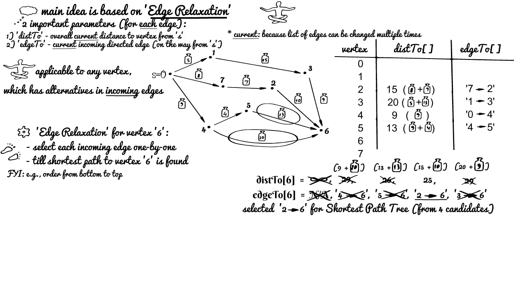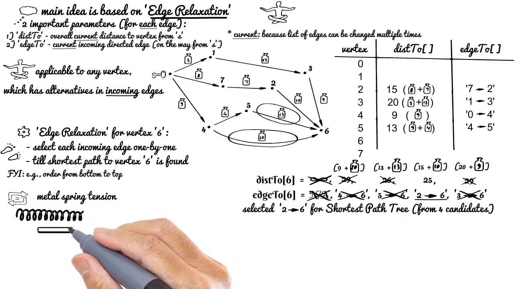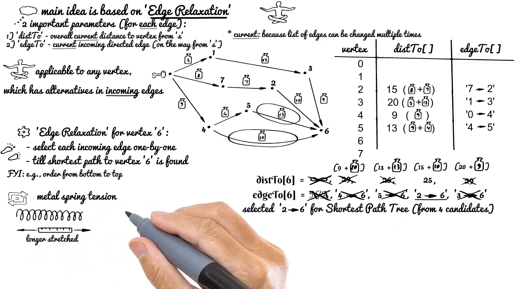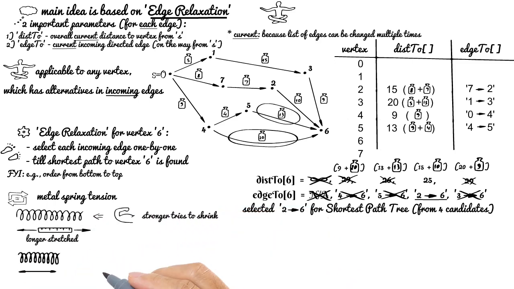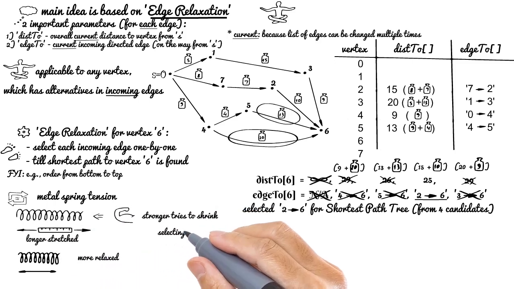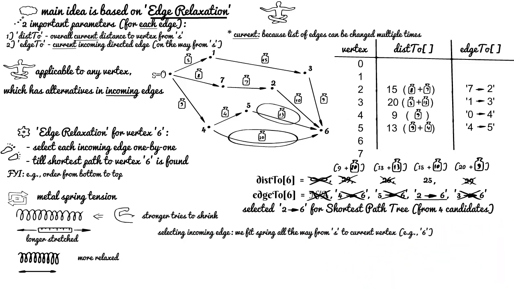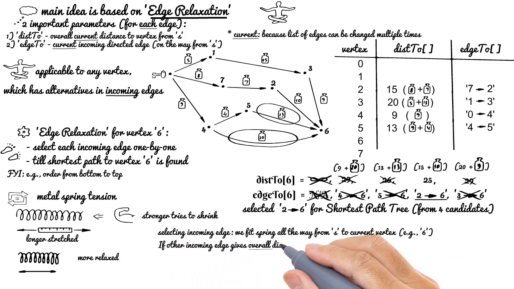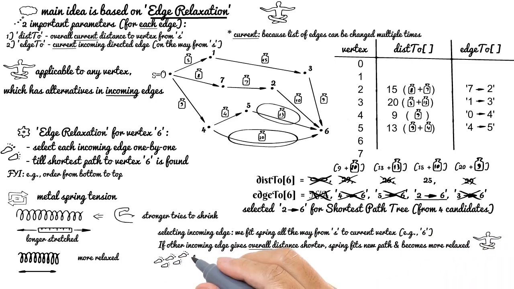Edge relaxation mechanism can be analogically compared with metal spring tension. The longer spring is stretched, the more it's tensed, and stronger it tries to shrink. The shorter spring is, the more relaxed it is. By selecting incoming edge on each step, we feed our spring all the way from starting vertex S to current vertex, 6 in our example. If other edge gives overall distance from vertex S shorter, our spring feeds on the new path and becomes more relaxed. Step by step, till the most possibly relaxed spring, meaning shortest path, could be found.